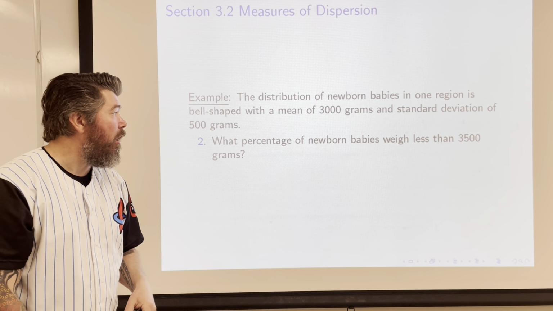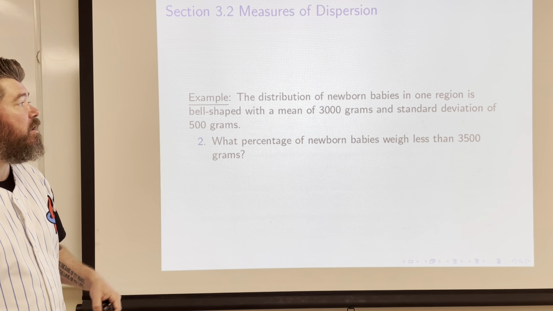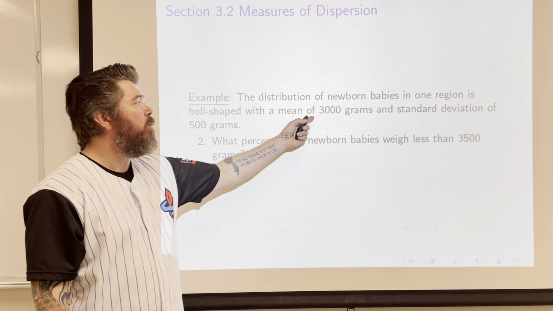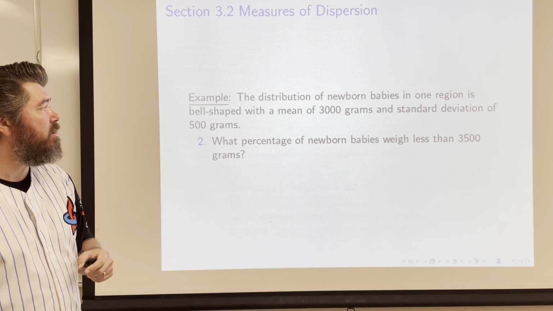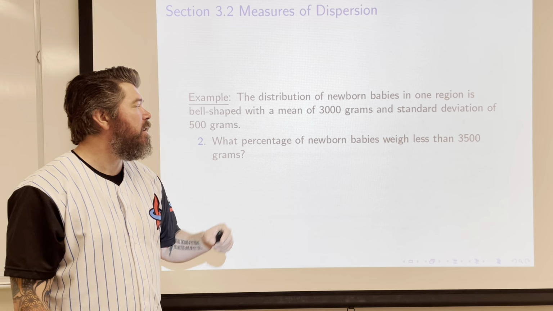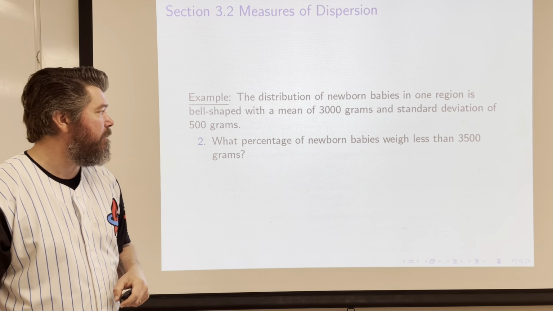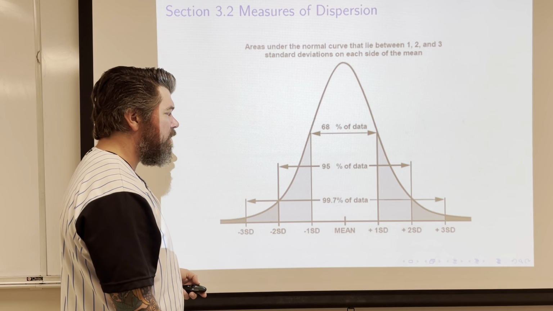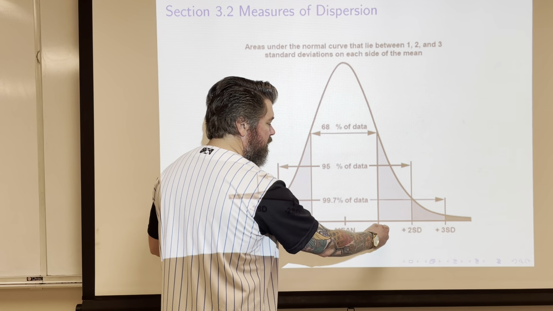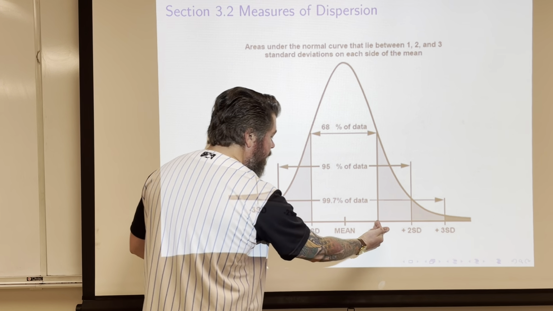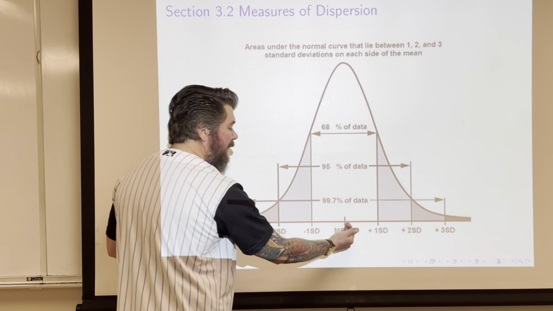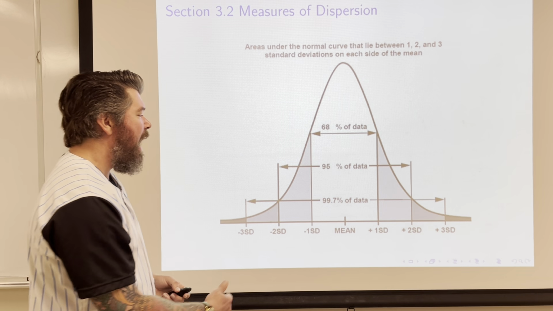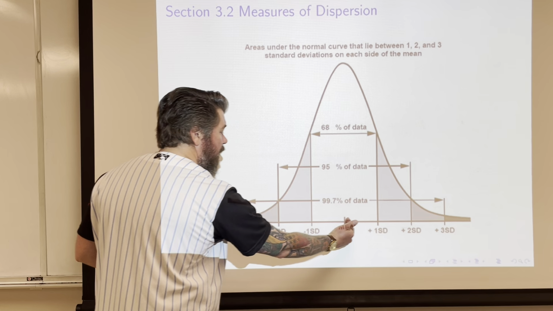Okay, let's look at our last example. The distribution, again, of newborn babies in one region is bell-shaped, so we have the same setup with our mean 3,000 and our standard deviation 500. What percentage of newborn babies weigh less than 3,500 grams? Again, we can look at our picture. 3,500 was 1 unit to the right, but now we want everything below, because we want to be less than 3,500. So we have to do a little thinking for this problem. How do we use this picture to get all of this data?